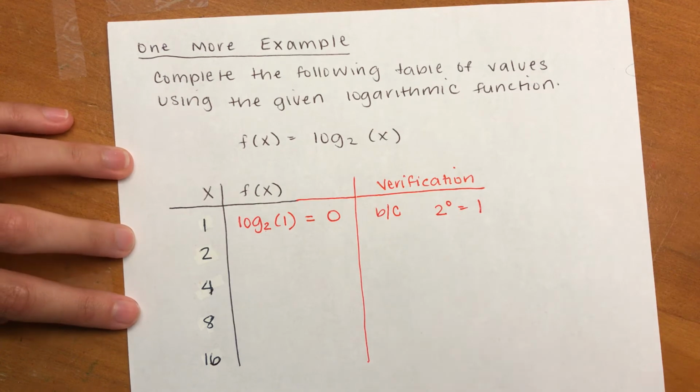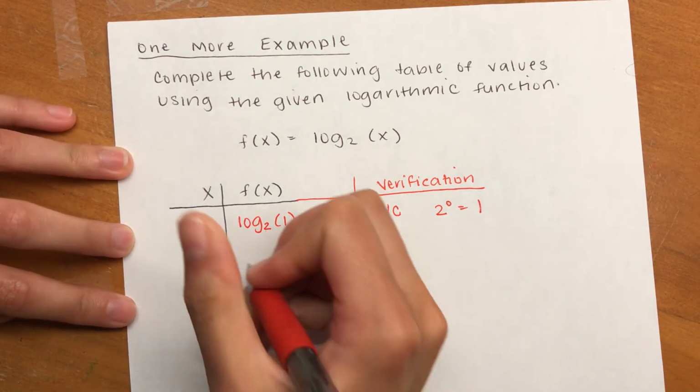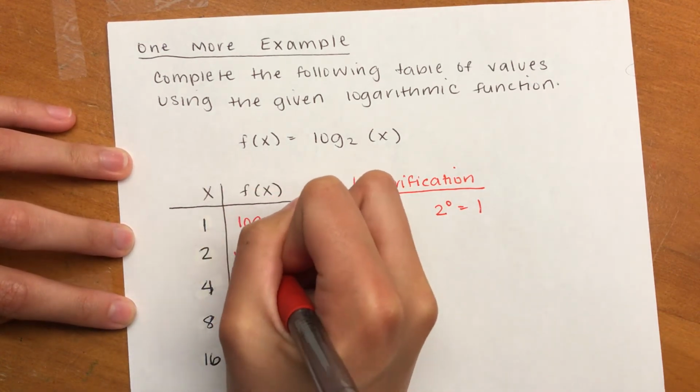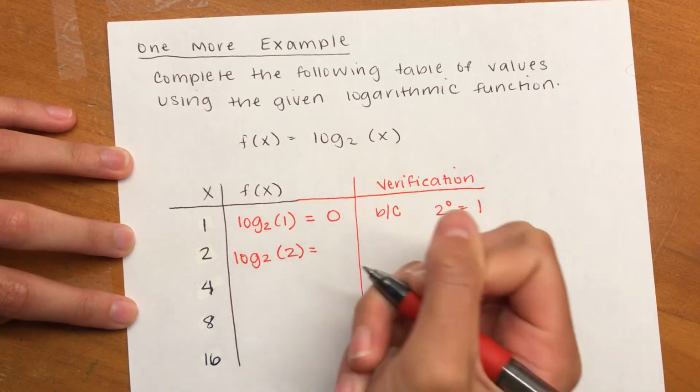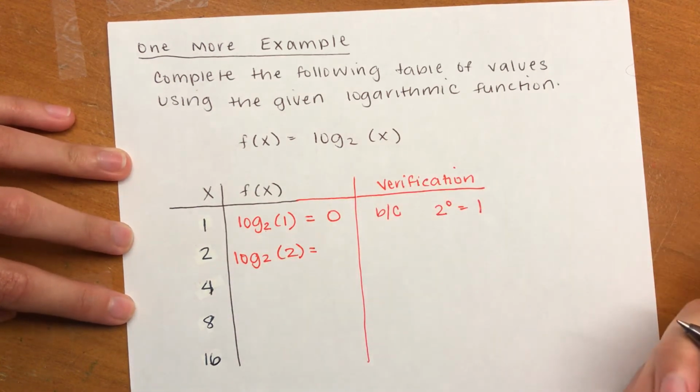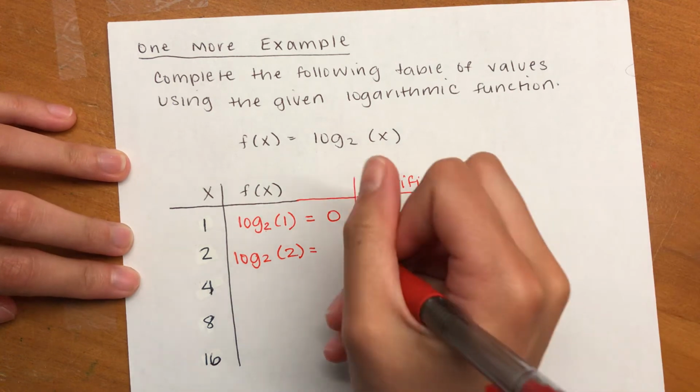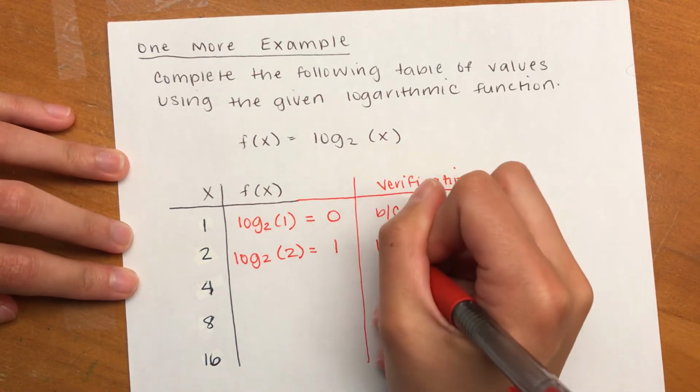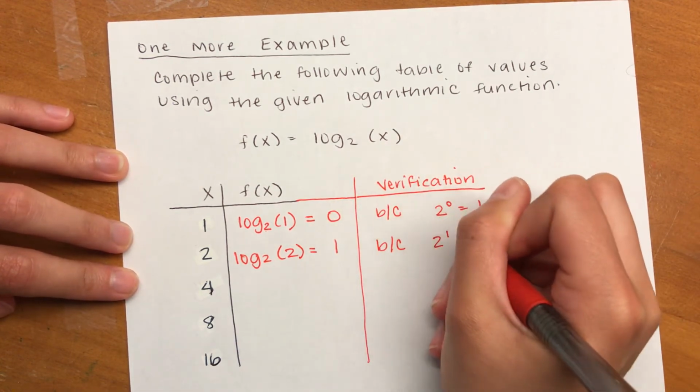All right, now we'll substitute 2 into this function. So I'll have log base 2 of 2. And I want to know 2 to what power equals 2? That's going to be 1. So because 2 to the 1 equals 2.